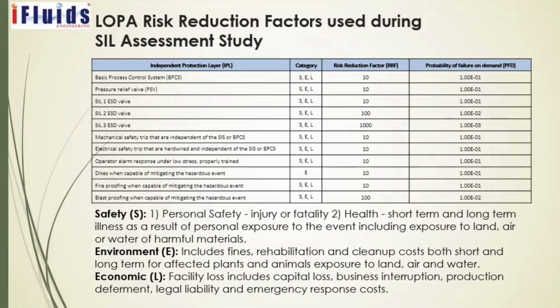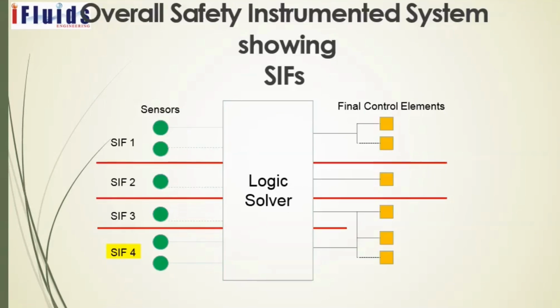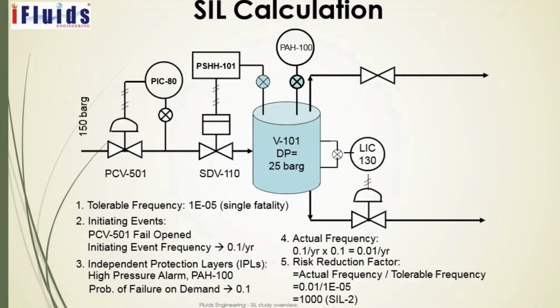So this is again a small table which we are using for the assessment. Here SEL is safety, environment and economic. You can go through this. Overall SIF, showing SIFs. This is a small calculation for SIL. You can see this and the following slide, the difference. PSHH, that is the thing which we are going to take into consideration if it fails.